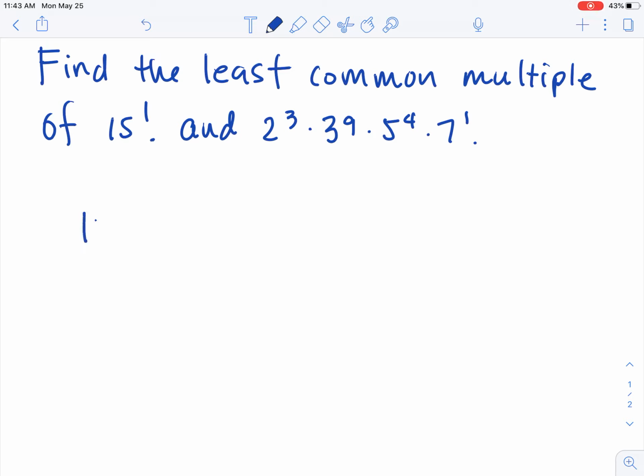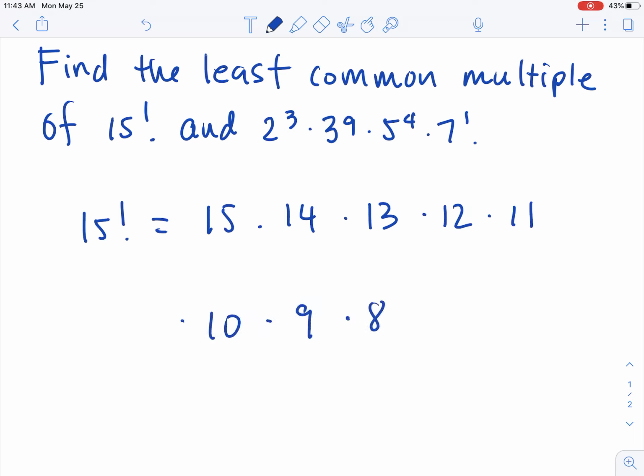We know that 15 factorial is equal to 15 times 14 times 13 times 12 times 11 times 10 times 9, times 8, times 7, times 6, times 5, times 4, times 3, times 2, times 1. No? And then, tignan natin yung prime factors nila.